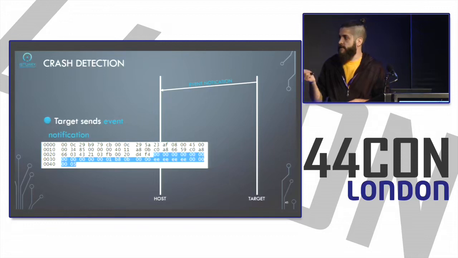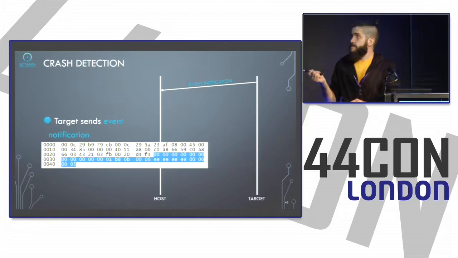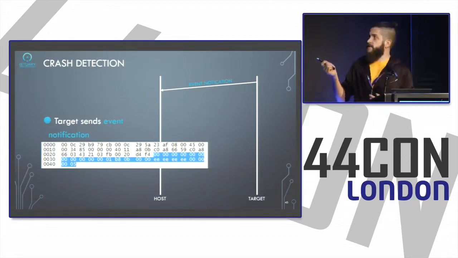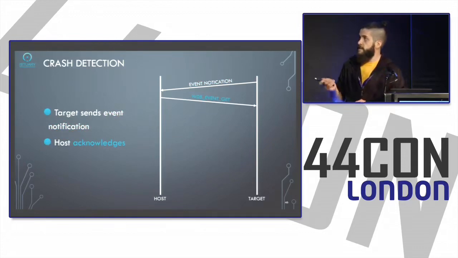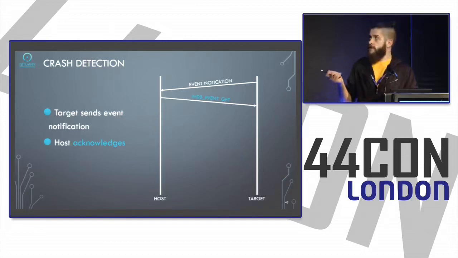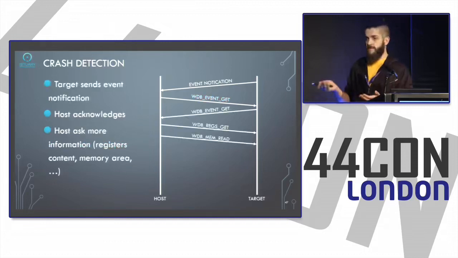And for VxWorks 5, those 4 bytes here are equal to EE as well. So when the host receives this message, he knows that there is something wrong on the target, and then he has to send the WDB event get to acknowledge this message. If you don't do it, the target will keep on sending the event notification, and you cannot do anything else. And once you acknowledge this message, you can ask for more information about what happened on the target.